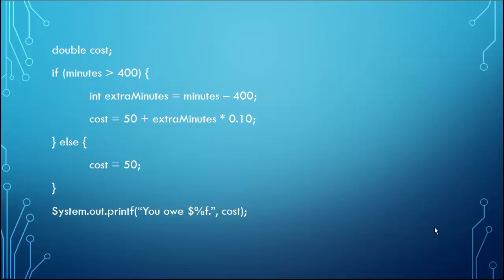Let's see this code in action. Let's assume the user used 300 minutes. We'd create this variable cost, and we'd look, 300 greater than 400, that's false. So we'll run the code in the else section. Cost is equal to 50, and we'll display at the bottom, you owe $50. Well, what if the user had 500 minutes? Well, we'd create the variable cost, 500 greater than 400, that's true, so we'll run the if section. We'll figure out 100 extra minutes, we figure out the additional cost of that, the total will be 60, and so we'll display 60 at the bottom.